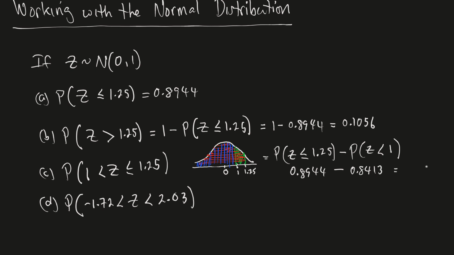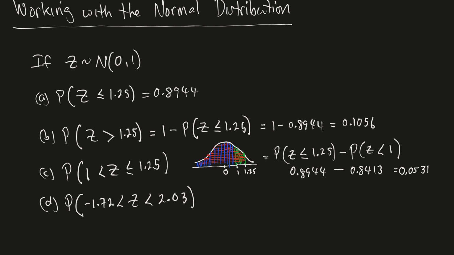So we have 0.1350, I mean 1, 3, 5, 0, 0. So there is just a little bit more than a 5% chance that our standard normal random variable will take on a value between 1 and 1.25, right? So just kind of using that difference.